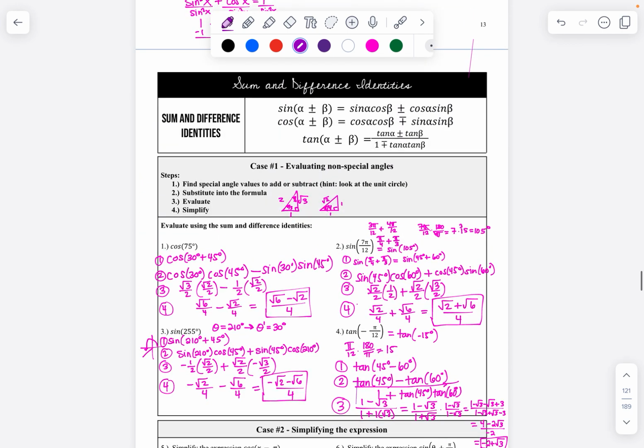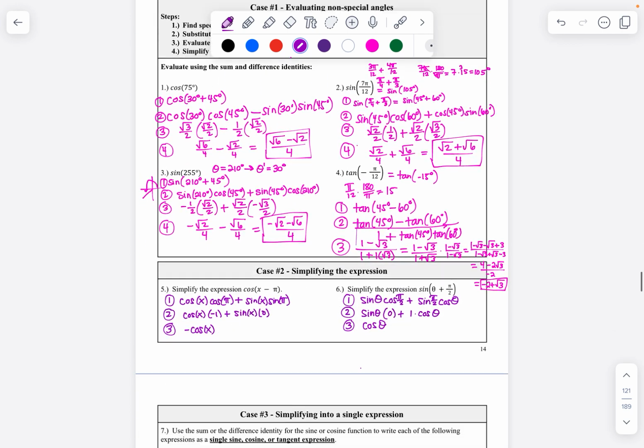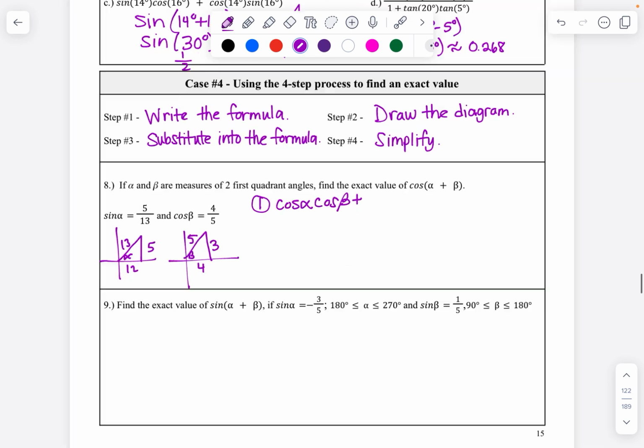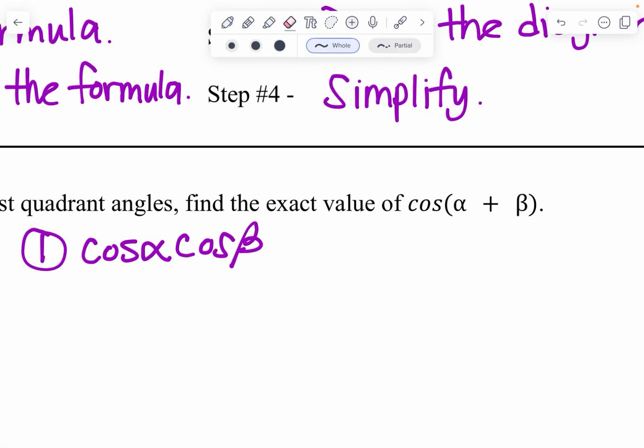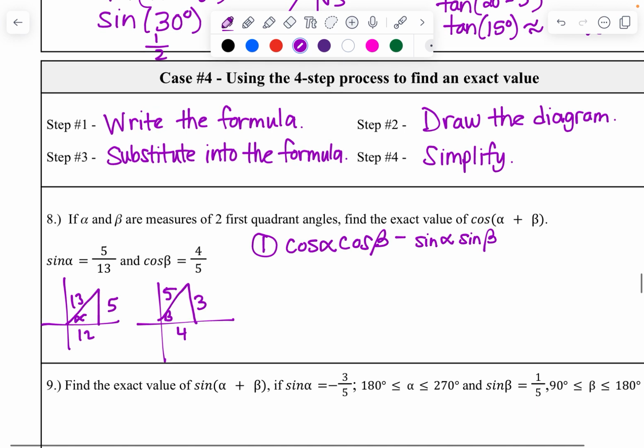Remember our formula, we have to do the opposite sign. Because it's a plus, I'm supposed to do a minus sign here, and then sine of alpha, sine of beta. Okay, so that was step 1. I wrote my formula. Step 2, I kind of jumped ahead and did. There's my diagram. So now we're going to substitute in.